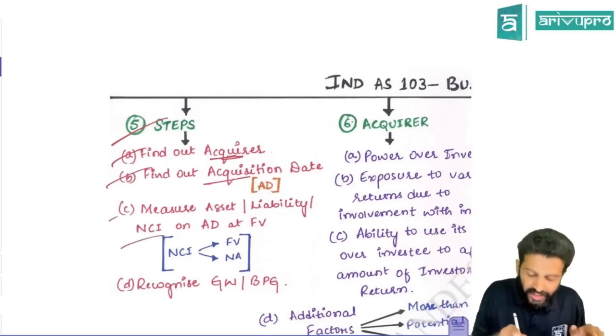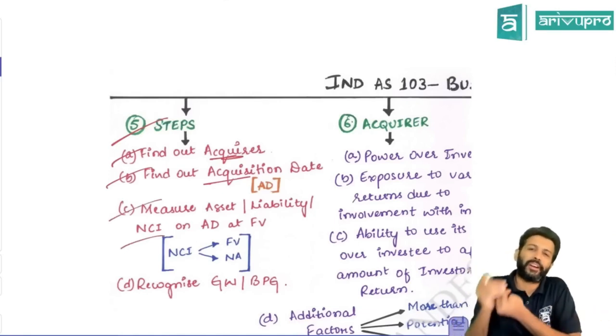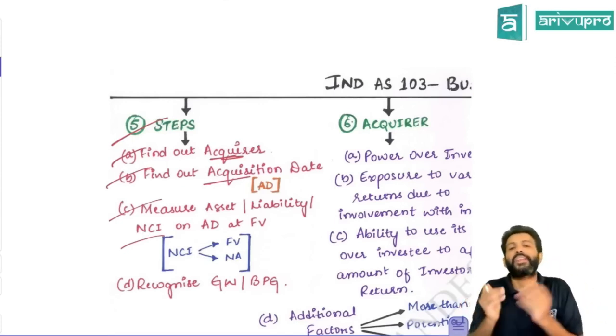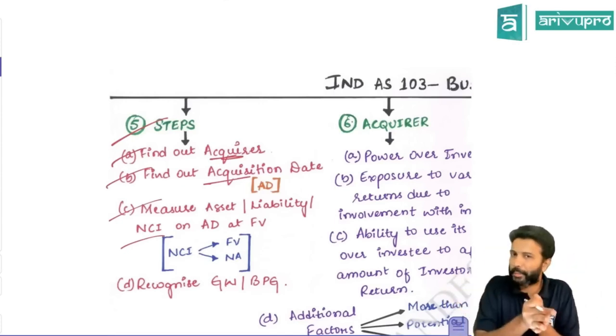And you have to measure NCI also on the acquisition date. And NCI we already know. It could be measured either under the fair value method or the PSNA basis. If you measure NCI under the fair value method, then the goodwill that you get is going to be the full goodwill, and both parent and NCI will bear the impairment loss.